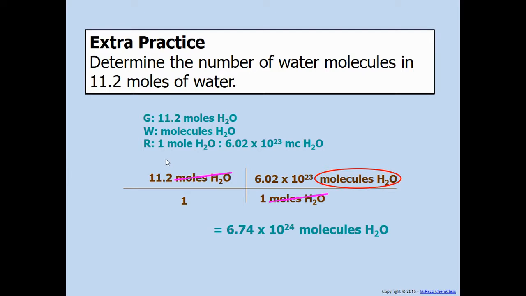We have not done anything different than we've been doing before. These have only been one-step problems. We're using the same dimensional analysis that we've always used. We've just introduced a new unit. A mole of anything is 6.02 times 10 to the 23 of that thing. A mole of water is 6.02 times 10 to the 23 molecules of water.